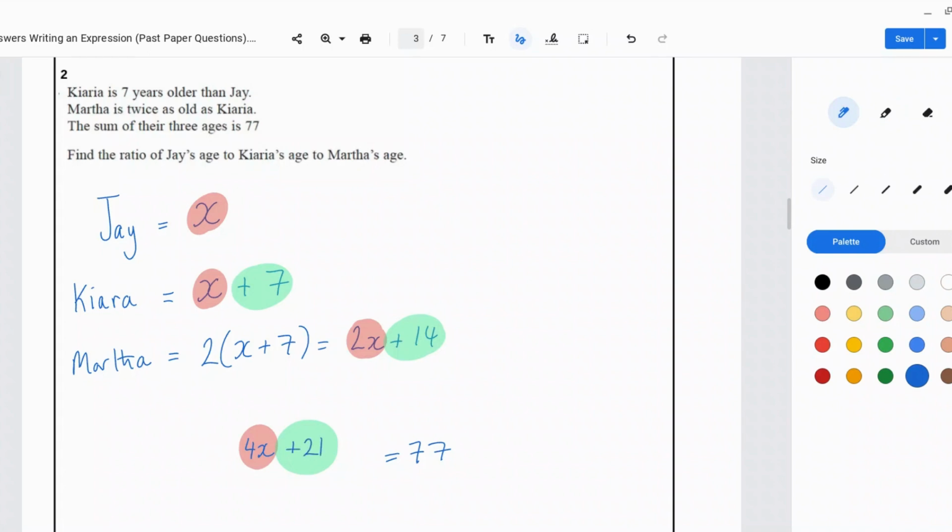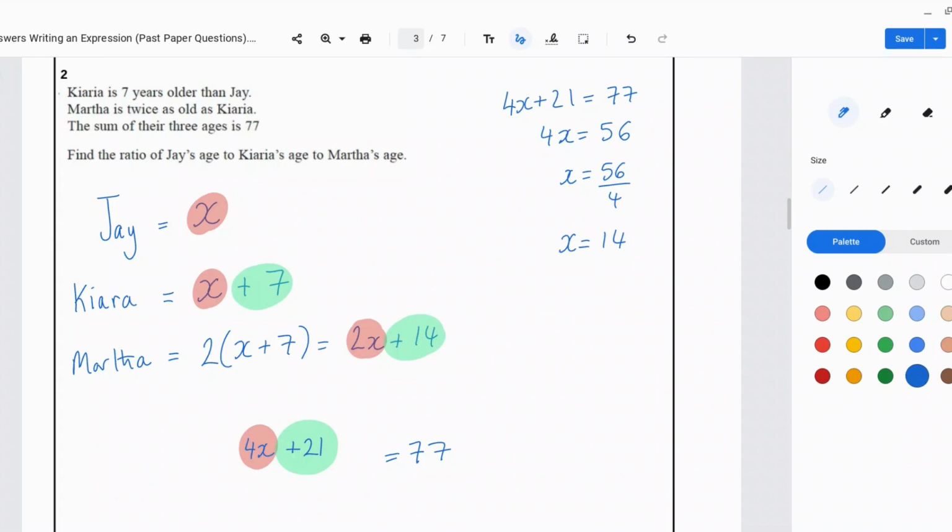But we can make an equation. We can say it's equal to 77, and then we can actually find out what x is and therefore what their ages are by solving this equation. So let's do it up here. We know now 4x plus 21 is 77. 4x, we're going to take away that 21. We get 56, and then to find 1x, we divide 56 by 4, and x is 14.